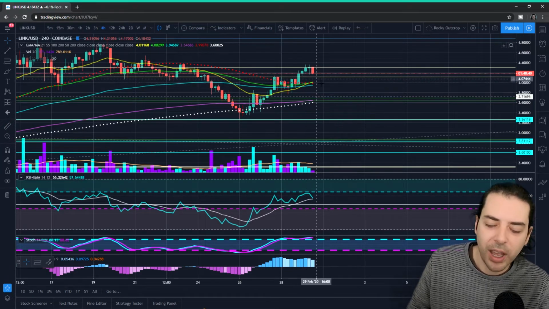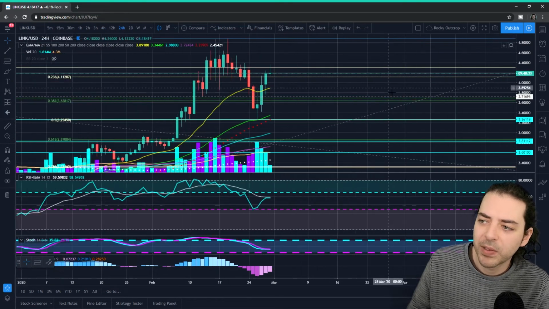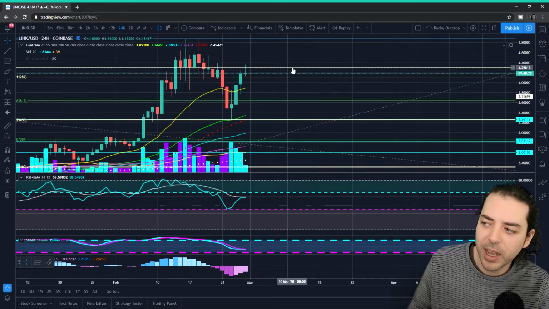So you've got to bear that in mind. Potentially just watch how that pans out over the next 24 hours or so. In terms of targets for now, we are indeed looking at between these two lines. You've got the 411 and the 430.